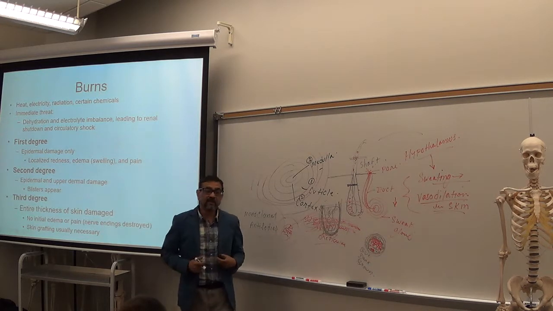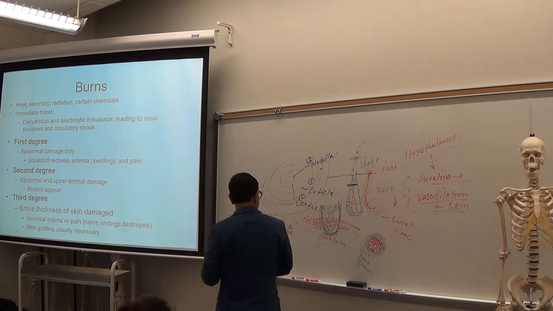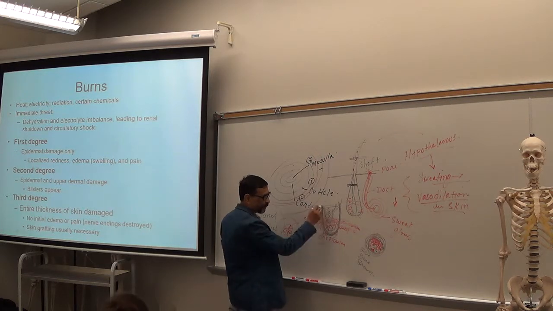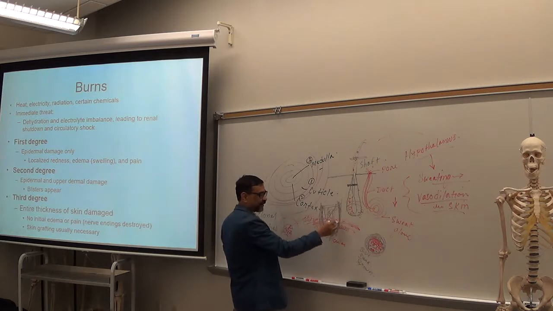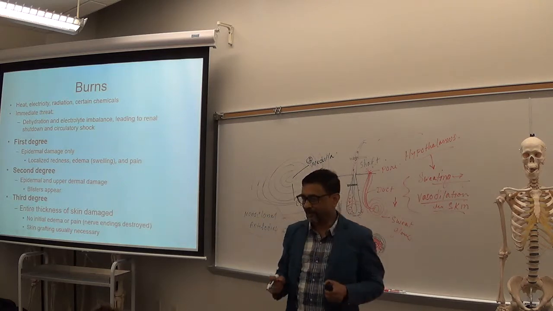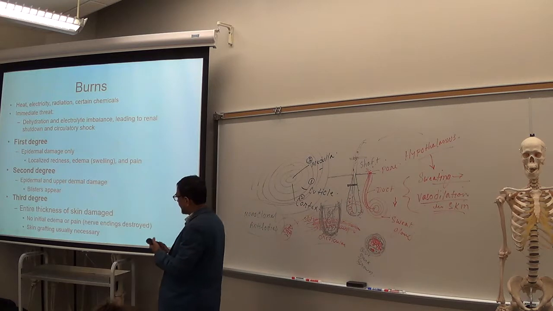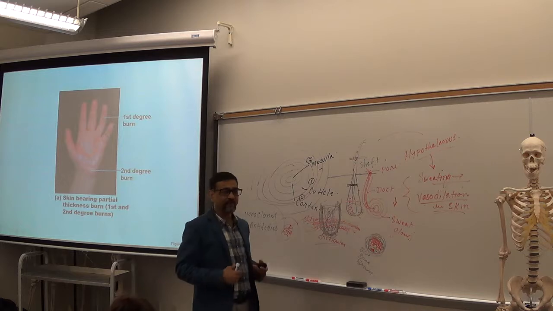In case of third degree burn, since the entire skin is destroyed, no stem cell is remaining there, so no skin tissue will be regenerated because the whole thing has been destroyed. No stem cells are left, so no new skin cells will be produced. So you need grafting. You need to take skin from another part of the body and put it there. That is called grafting. So those are three types of burns.